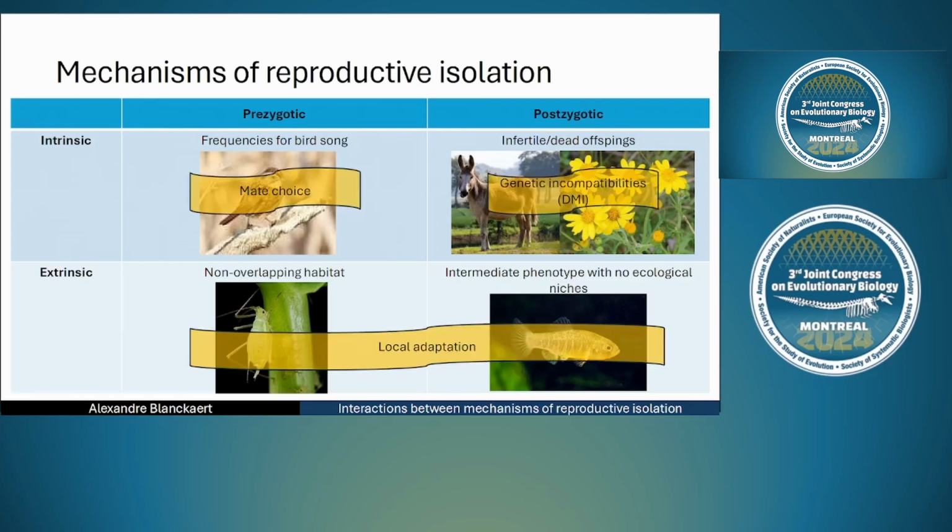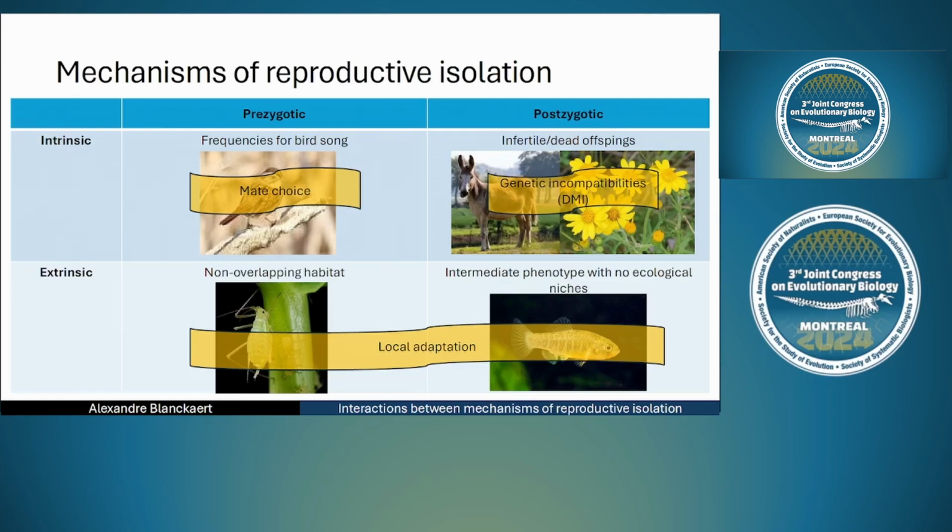For the rest of the talk, I pick one example of each of these mechanisms and focus on it. Mate choice for prezygotic isolation, genetic incompatibility for intrinsic postzygotic isolation, and local adaptation for both prezygotic extrinsic isolation, in that case selection against parents, and postzygotic extrinsic isolation, in that case selection against F1 and other F generations.